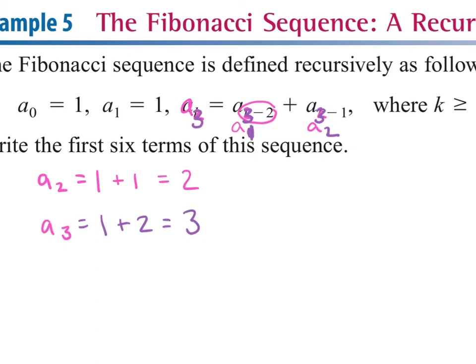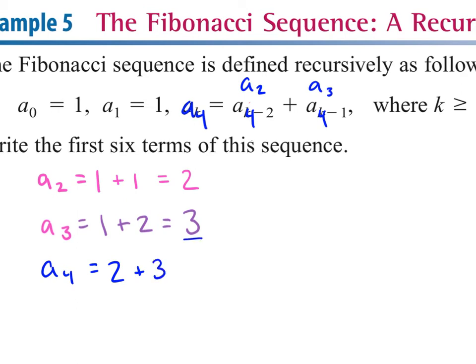So let's do it again, for a sub 4. For a sub 4, we have to plug in 4 for our k's. So what's 4 minus 2? 2. So it's asking us to plug in a sub 2 first. What's a sub 2? 2. And then 4 minus 1 would be 3, so it asks us to plug in a sub 3 next. So it's a sub 3, which is 3. So it's 2 plus 3, which is 5.